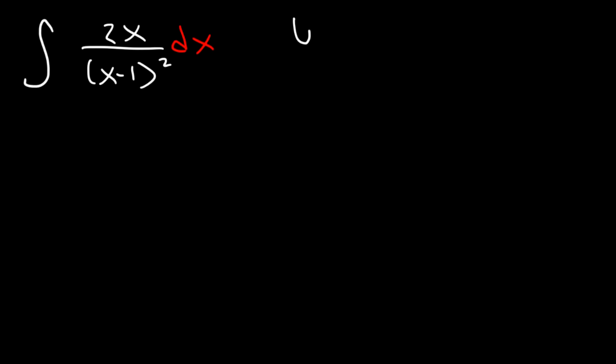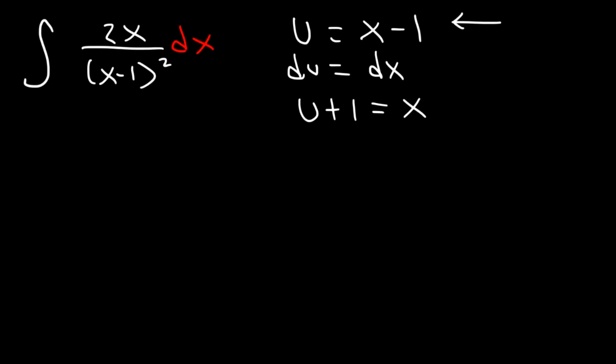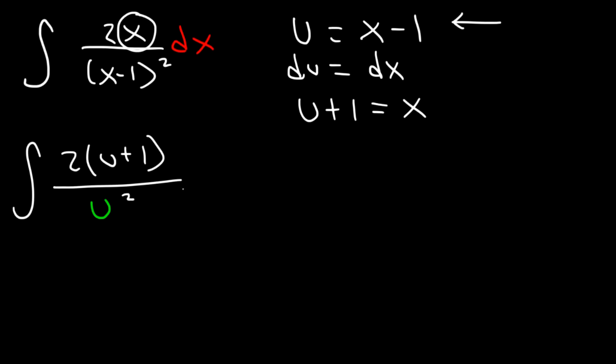So let's use u-substitution. Let's make u equal to x minus 1. du will equal dx. The derivative of x is 1, so it's 1 dx. Now, in this particular problem, we need to solve for x. So if we add 1 to both sides, using this equation, u plus 1 is equal to x. So now let's replace x with u plus 1. And let's replace x minus 1 with the u variable. And let's replace dx with du.